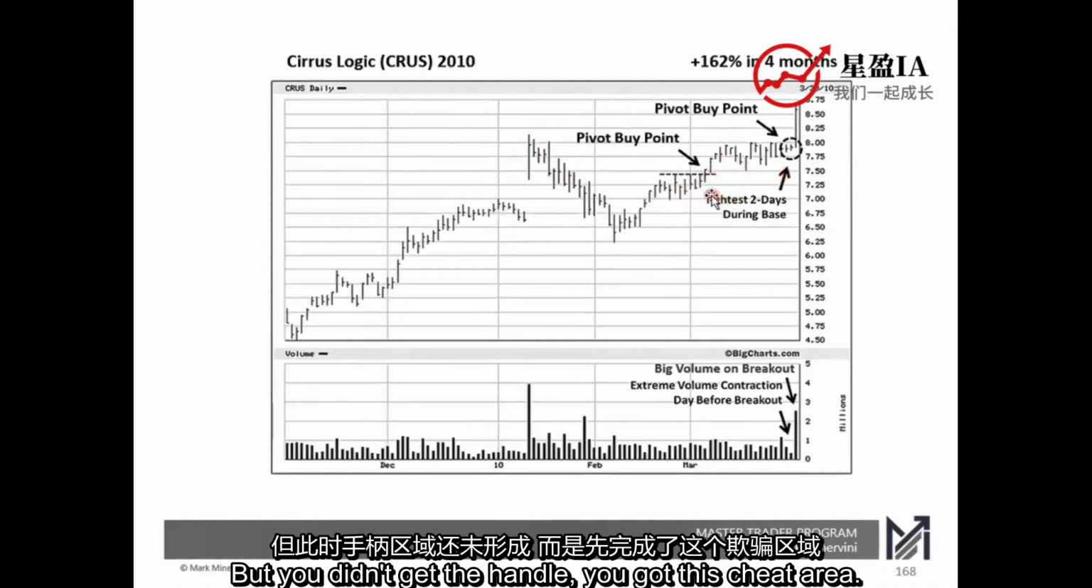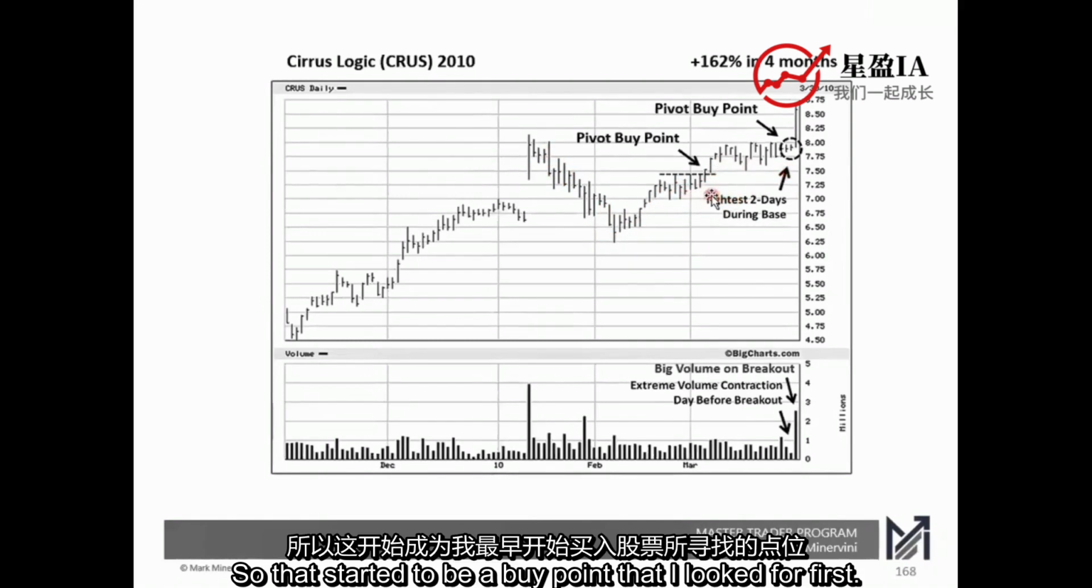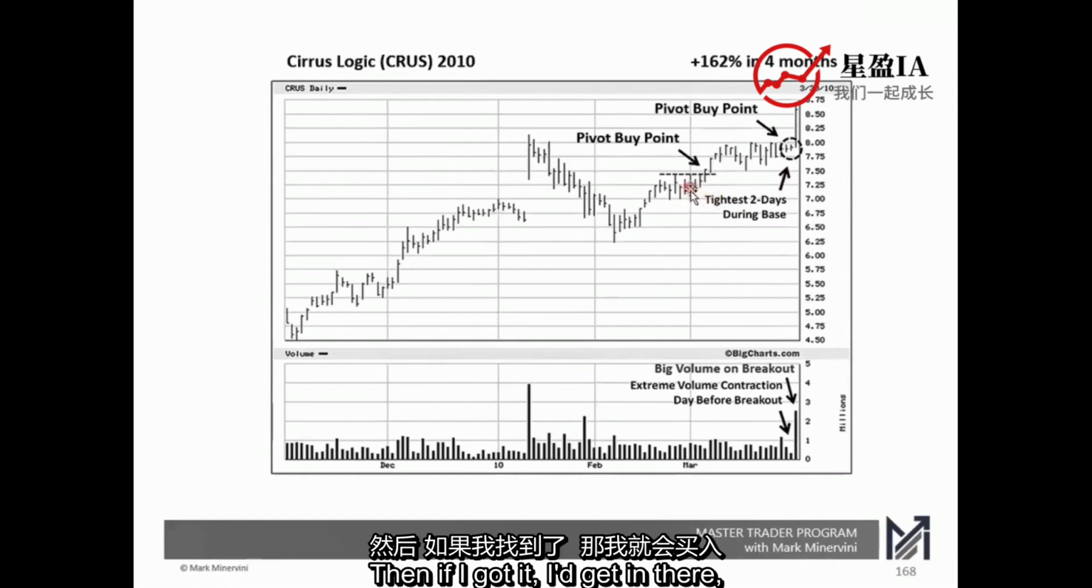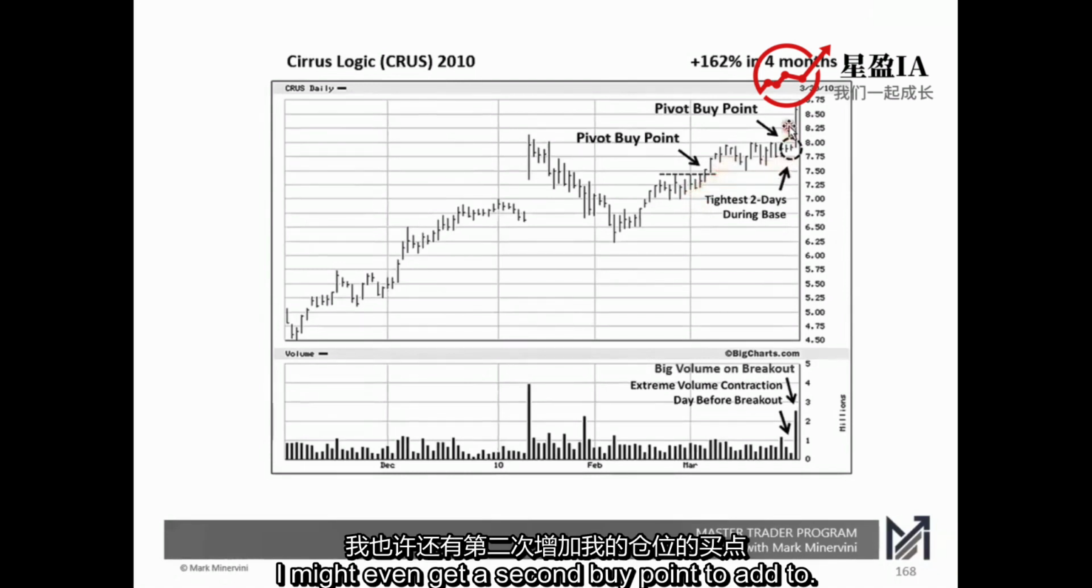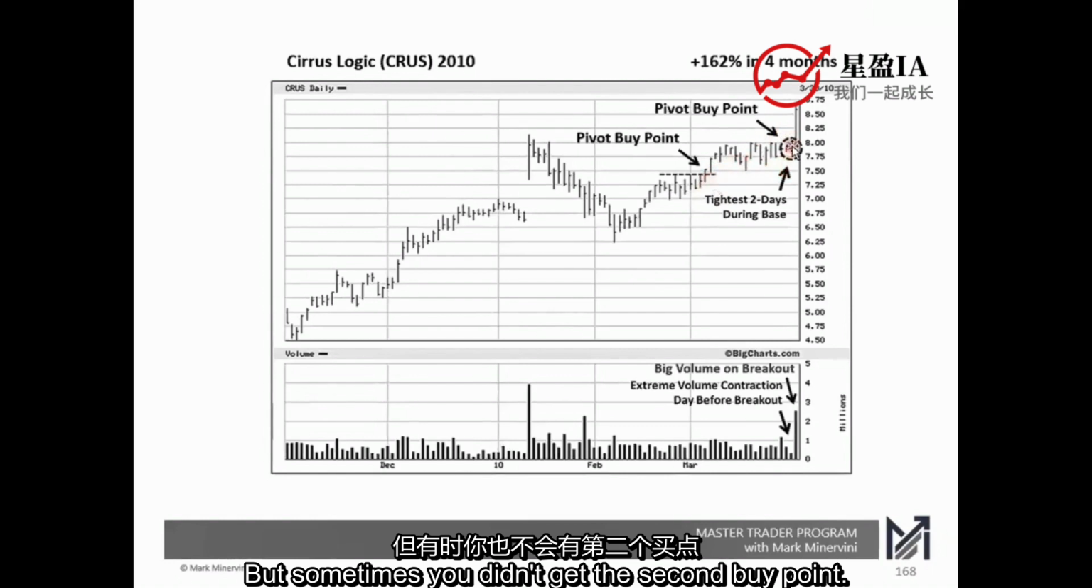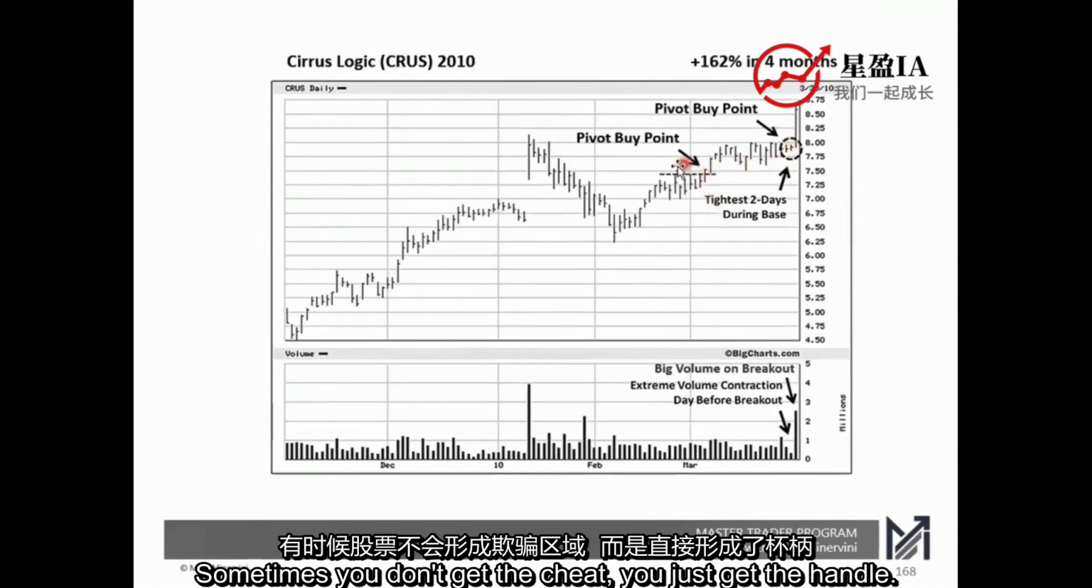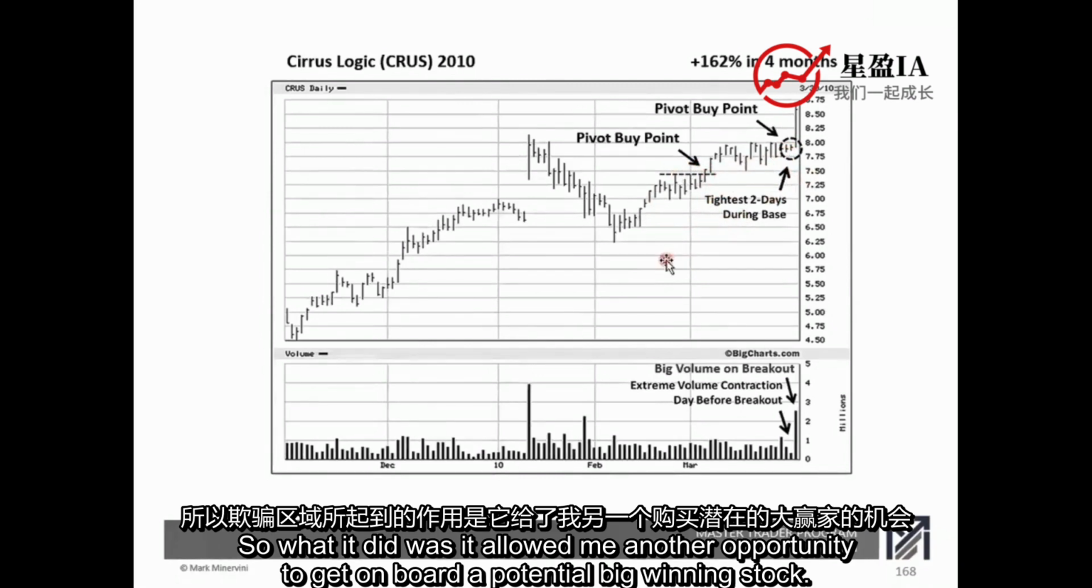You got this cheat area. So that started to be a buy point that I looked for first. And then if I got it, I'd get in there, and I'd be in a little bit earlier, and I might even get a second buy point to add to. But sometimes you didn't even get the second buy point. And sometimes you don't get the cheat, you just get the handle. So what it did was it allowed me another opportunity to get on board a potential big winning stock.